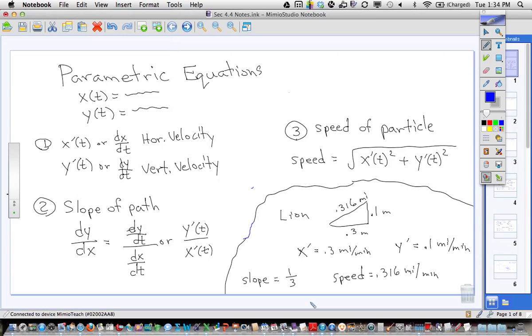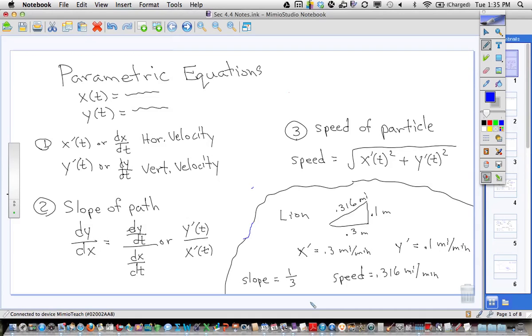Now with the line, remember what that was? That was what they gave us. x prime was the 0.3 miles per minute, and y prime was the 0.1 miles per minute. That was the horizontal, and that was the vertical movement. Okay, let's talk about number 2 here. Slope of the path. Now that's different than the speed. That's different than the horizontal and vertical velocity. That's where we did the 0.1 over the 0.3, where we took the y over the x, rise over run.